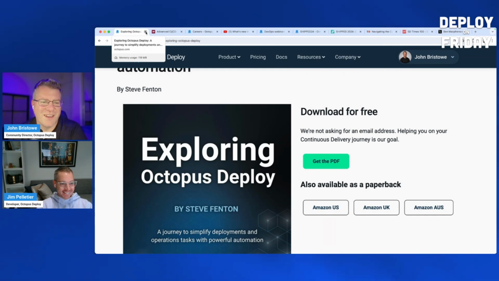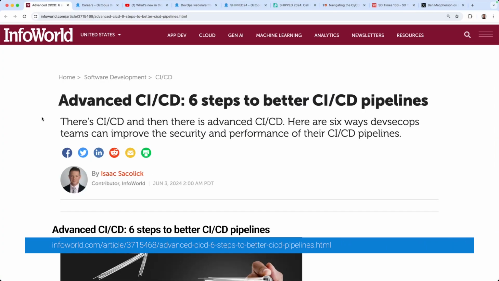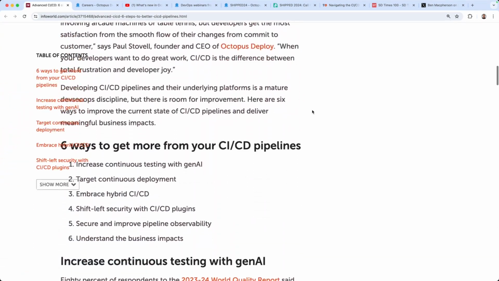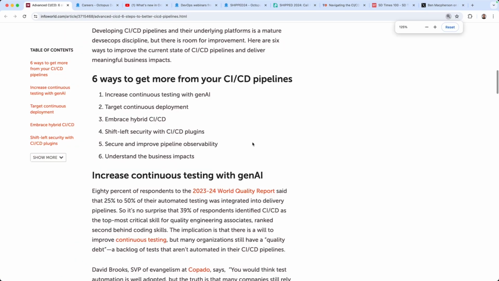How I've missed you. Advanced CI/CD, 6 steps for better CI/CD pipelines is an article that was posted on InfoWorld recently, basically talking about how to improve your pipelines. The crux of the article is basically like there's a lot of automation that you can employ. I don't know why the table of contents is like this, maybe because I have my Zoom turned up too much. So continuous testing with Gen AI, continuous deployment.